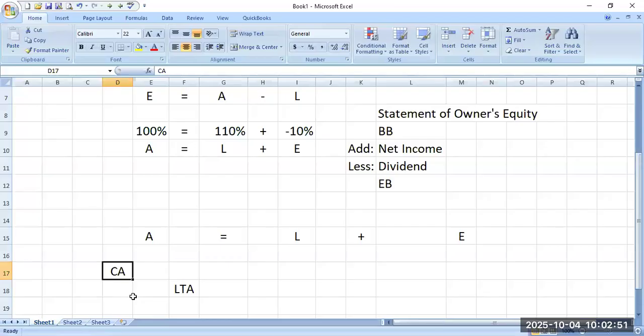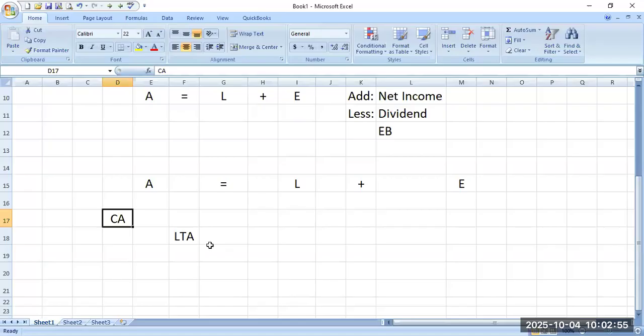Long-term assets. What can I find there? Building, machinery, equipment, vehicles. How are we going to call all these sections to make it easy for us? Property, plant, and equipment, right? Yes. And what else can we find here? We're going to see in this course that we can find some investments.